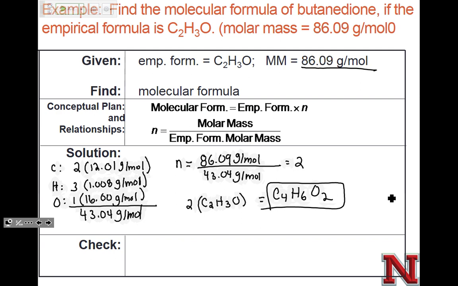I'm going to be honest, if I give you one like this, I won't give you multiple choice. You'll have to figure this one out on your own. So, our check, it makes sense. Of course, to figure out your molecular formula from an empirical formula, you at least need to know the molar mass of your compound.